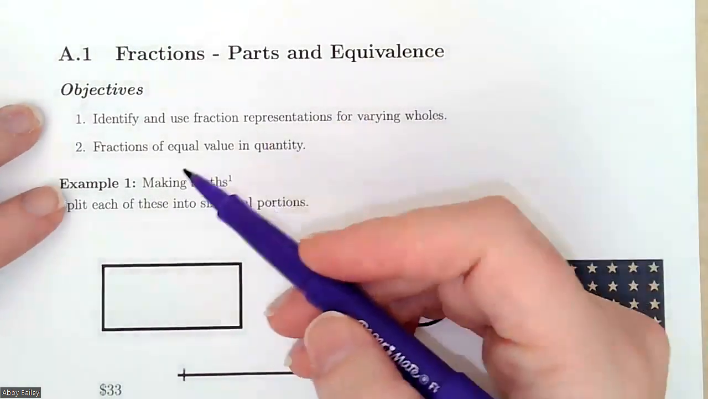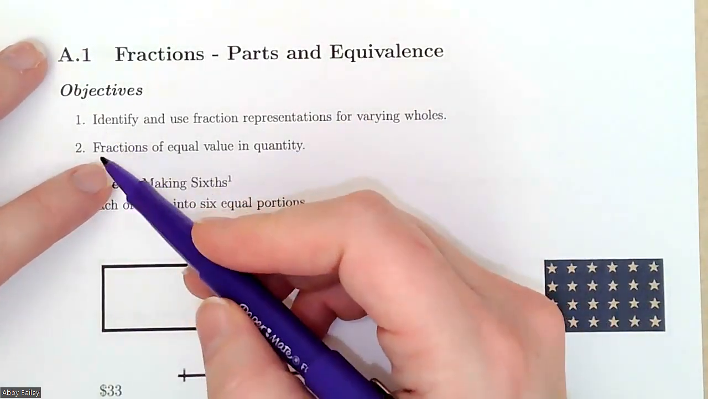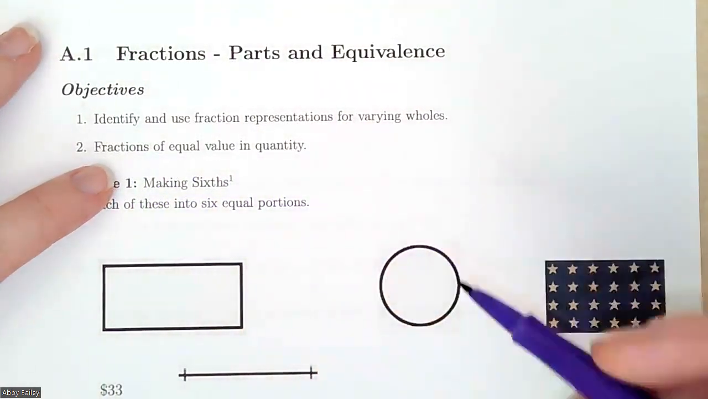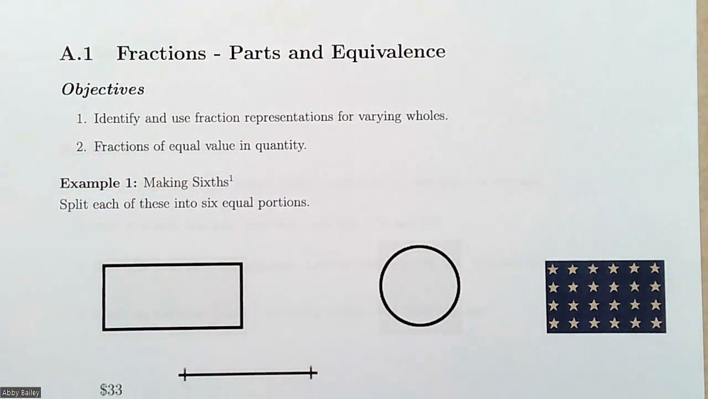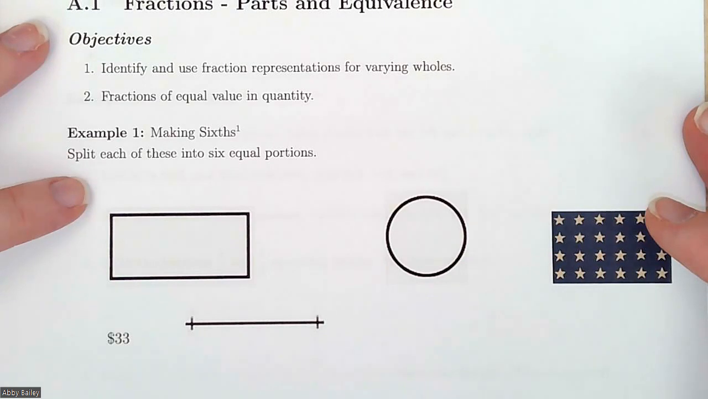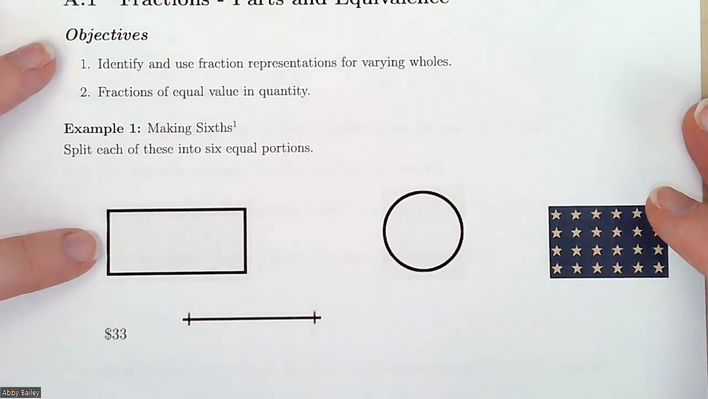Okay. I think this is lacking a verb. We're going to make fractions of equal value in quantity. Let's look at making sixths. Split each of these into 6 equal portions.